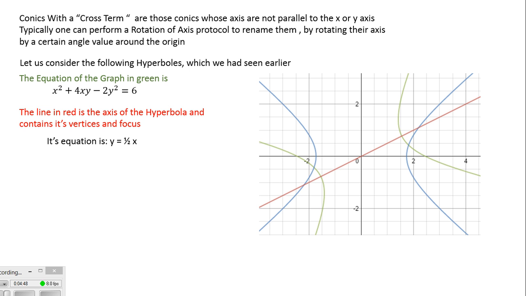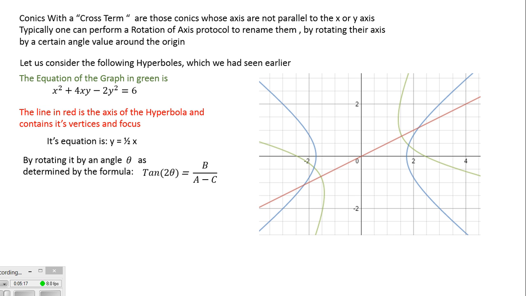We'll end up showing, or you should be able to show after you go through the rotation of axes protocol, that the equation of that line is y equals 1/2 x. So we have to rotate our x, y axes to a pair of x prime, y prime axes, which would give this hyperbola more in sync with the ones we're used to.